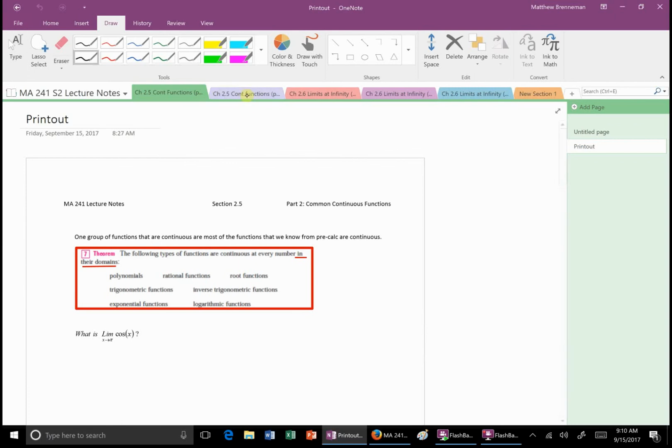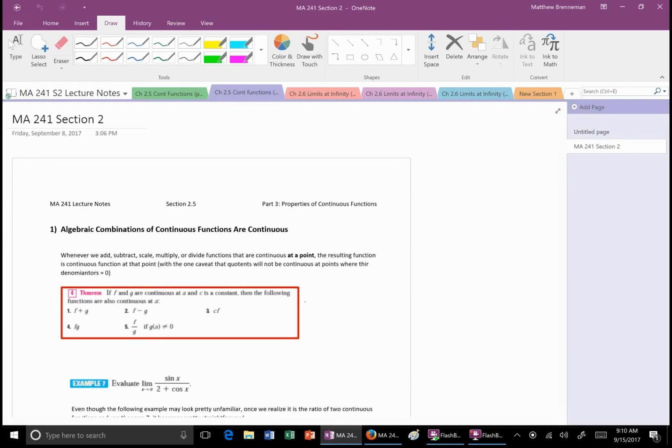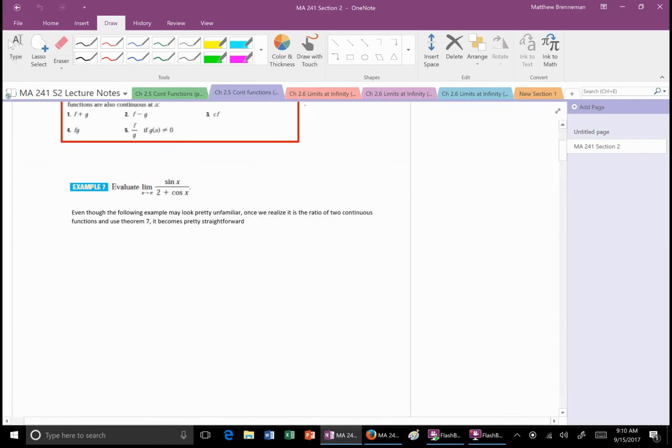Actually, it's part 3, so it's the notes that start off like this.